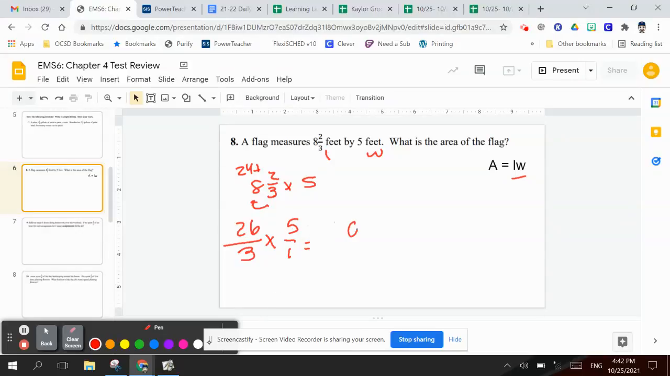5 times 6 is 30. 5 times 2 is 10. Plus 3 is 13. 3 times 1 is 3. So if I put that in simplest form, I'd take 130 divided by 3, which is going to be 43 1/3 feet squared.